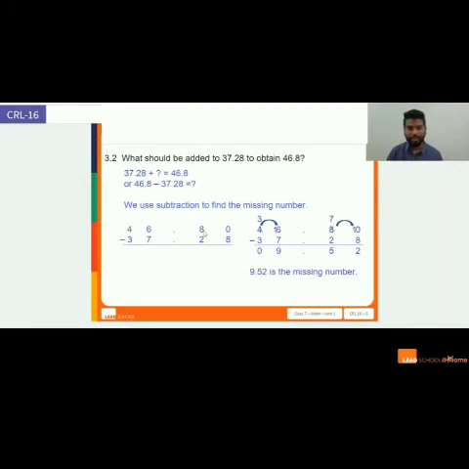Now because I borrowed 1, the 8 tenths become 7 tenths. 7 minus 2, 5. Alright? That is 0.5. And this is straightforward. We've been practicing this for quite some time. So this we should know. 46 minus 37 is 9. So 9.52 is the missing number.